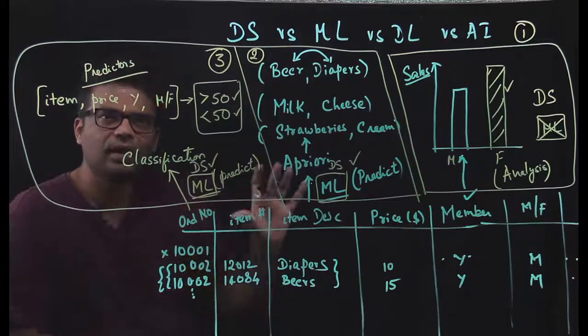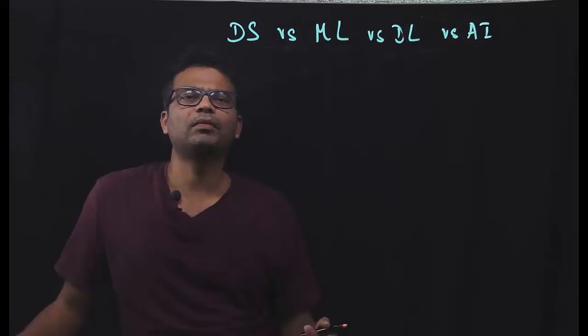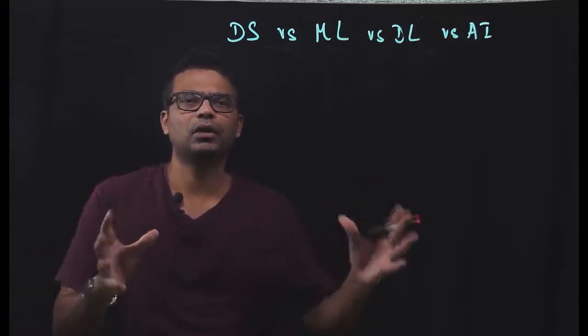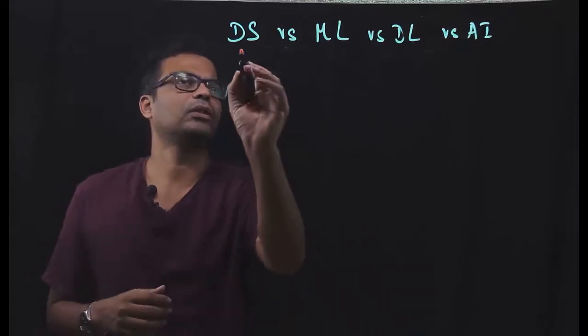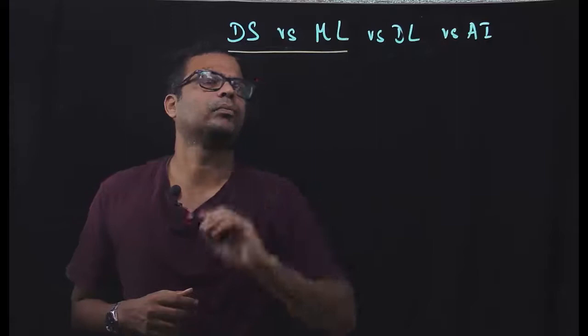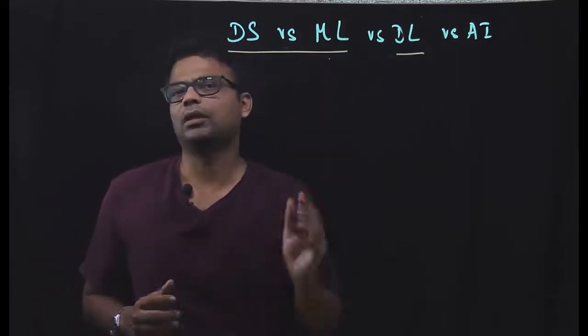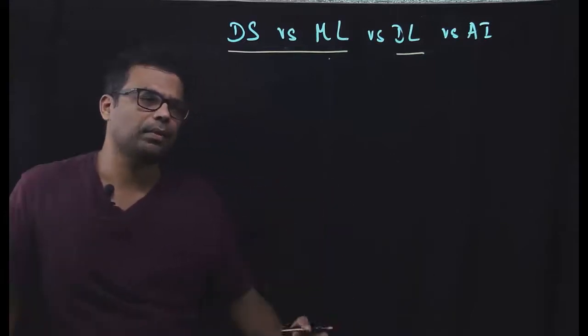In the next slide, we are going to specifically talk about deep learning. So in the previous slide, we talked about data science, the scenarios it covers, versus machine learning, so DS versus ML. Now we're going to talk about deep learning versus machine learning, or rather just focus on deep learning. Let's take a simple example.